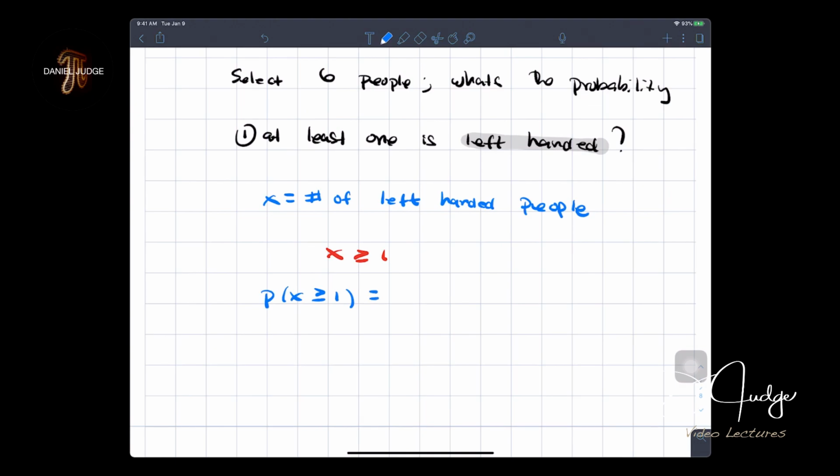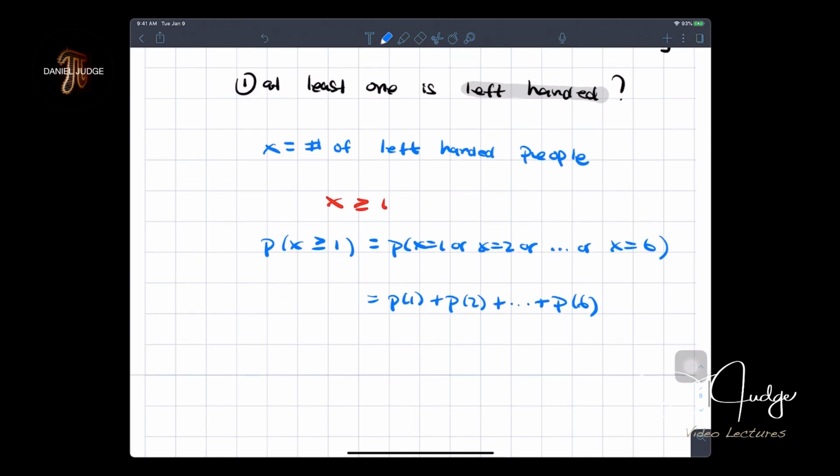Well, I'm going to say, what's the definition? Well, that means x is 1, or x is 2, all the way up to x is 6, which is P of 1 plus P of 2, all the way up to P of 6, right, by the addition rule. Now, this is using what I say is the definition of at least 1, because that's our question.